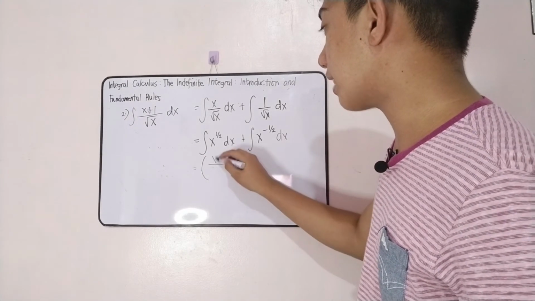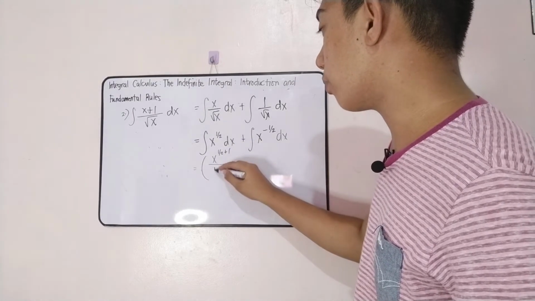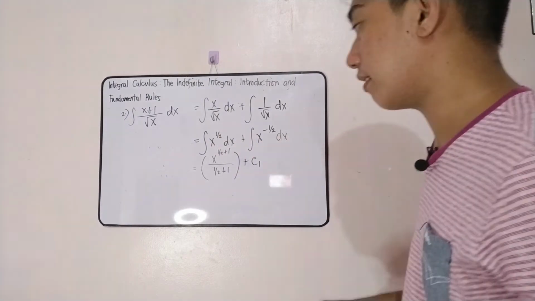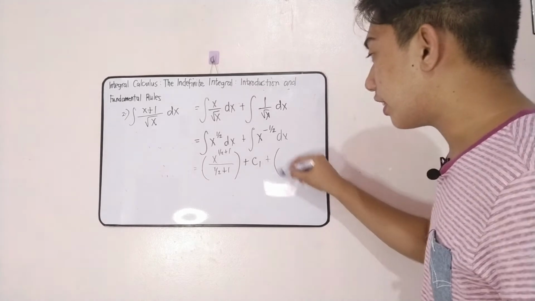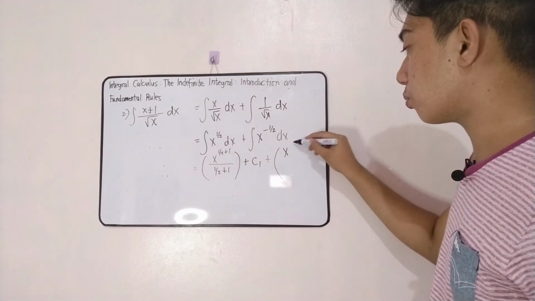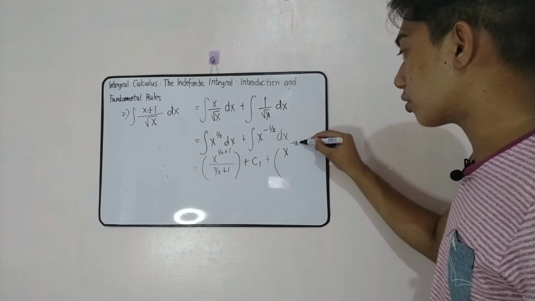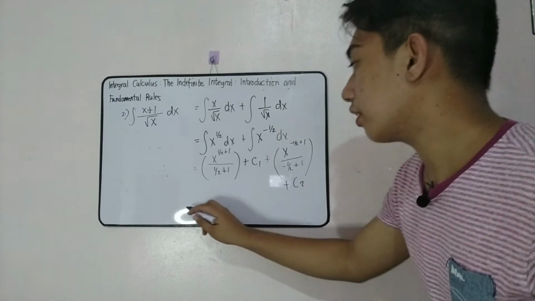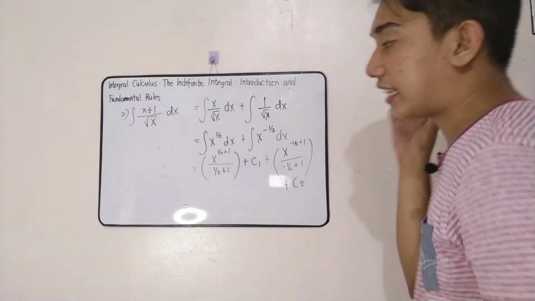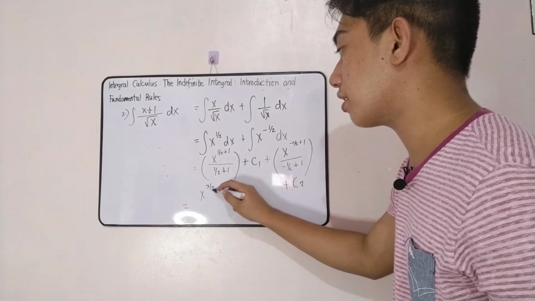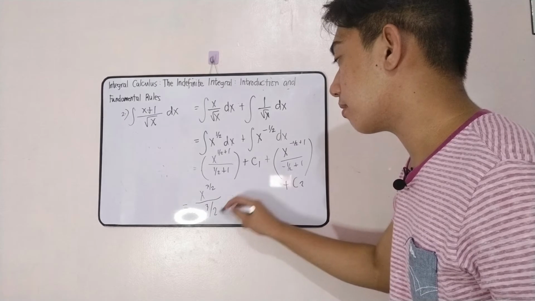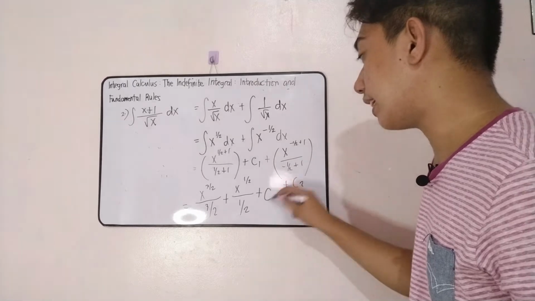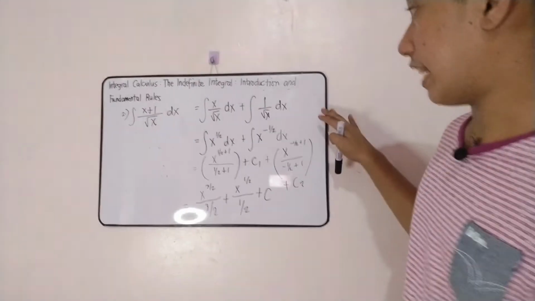This becomes x raised to 1/2 plus 1 over 1/2 plus 1. Plus, since 2 functions siya, c sub 1. Plus, the integration of this function, this becomes x raised to negative 1/2 plus 1 all over negative 1/2 plus 1. Plus c sub 2. Then, simplify natin, this becomes x raised to 3/2 over 3/2 plus x raised to 1/2 over 1/2 plus c. Okay?